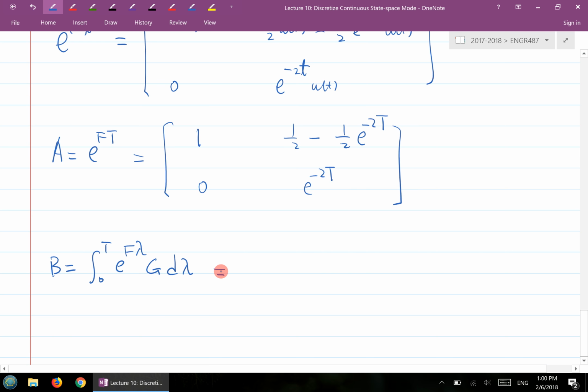So let's try this one here. We do the same thing. So you see here, you have e to the power of f times lambda, right? So what do we do? Basically, instead of replacing the small t with capital T, we replace the small t with lambda now, right? So essentially, here is the matrix, but you're replacing t with lambda here, so 0. Then times the G matrix. G matrix is 0, 1, and then d lambda.